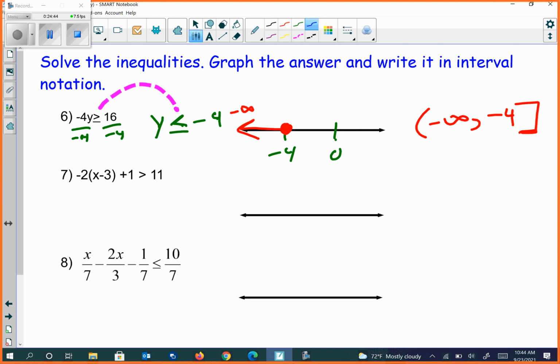Okay, problem number 7. Let's distribute over these. Is that a +6 or a -6? Plus, because negative times negative, right? Those are like terms. 6 and 1 are like terms. What's next?